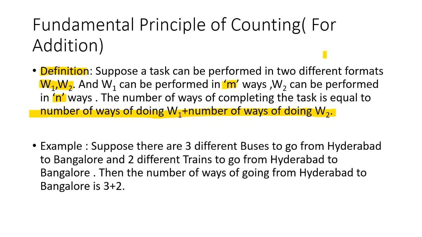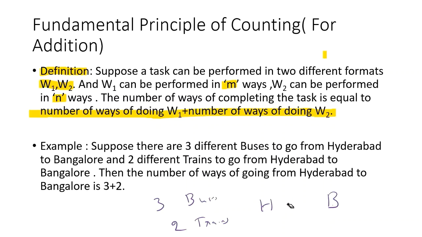And the example is like this. Suppose there are 3 different buses and 2 different trains to go from Hyderabad to Bangalore. Then the number of ways of going from Hyderabad to Bangalore, that is the question. I repeat, the question is how many ways are there to go from Hyderabad to Bangalore.